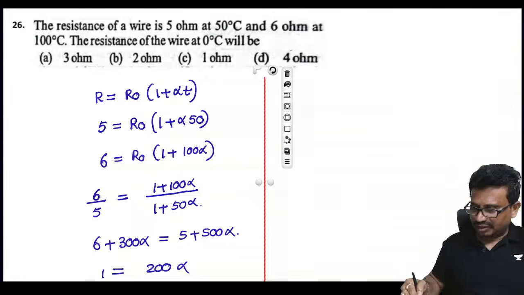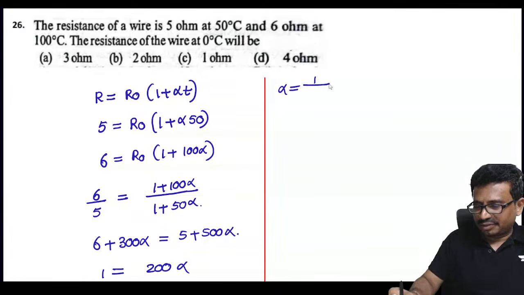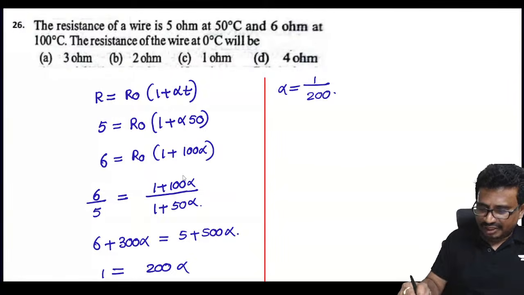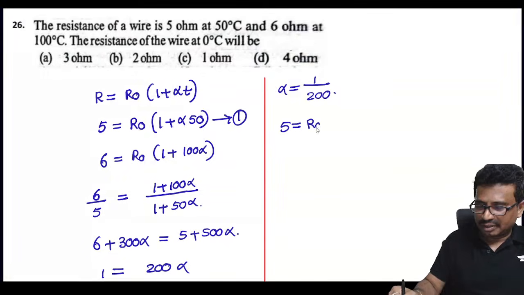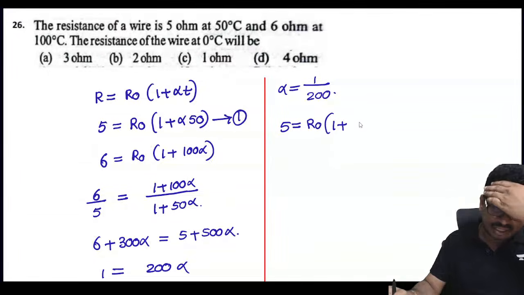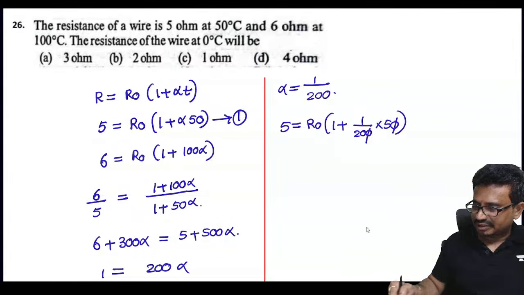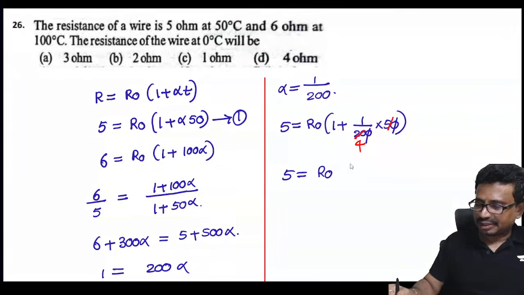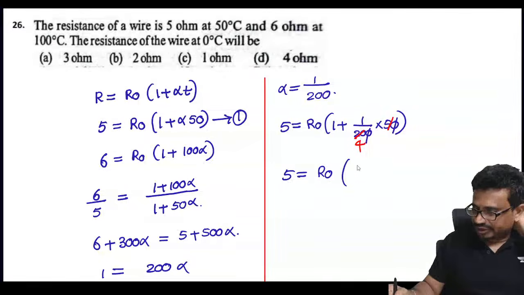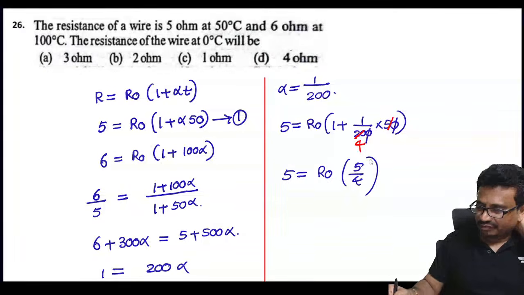That means alpha equals 1 by 200. We'll put this in the first equation: 5 equals R naught into 1 plus 1 by 200 into 50, which is 5 fourths. So 5 equals R naught into 5 by 4. The 5s cancel, so R naught equals 4 ohms.